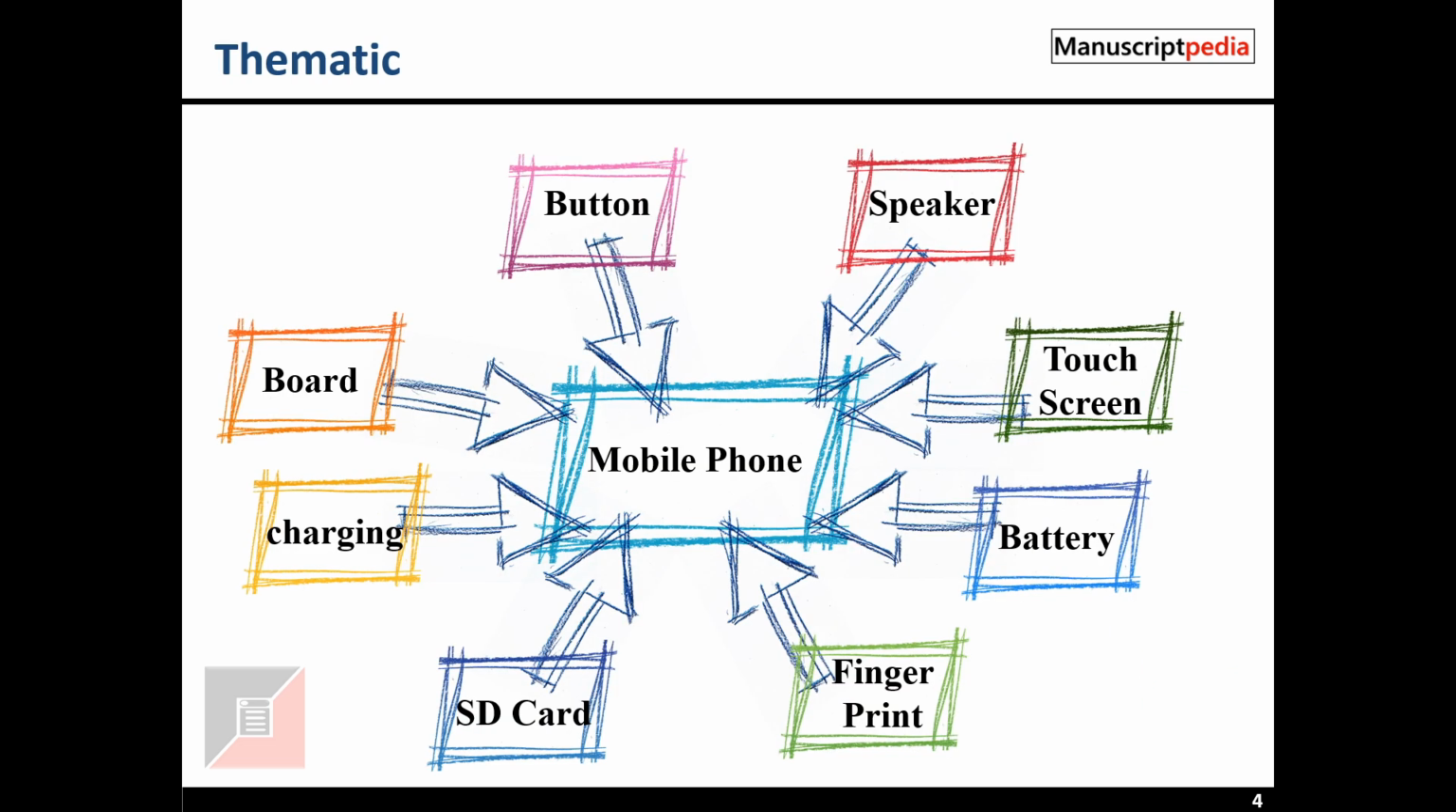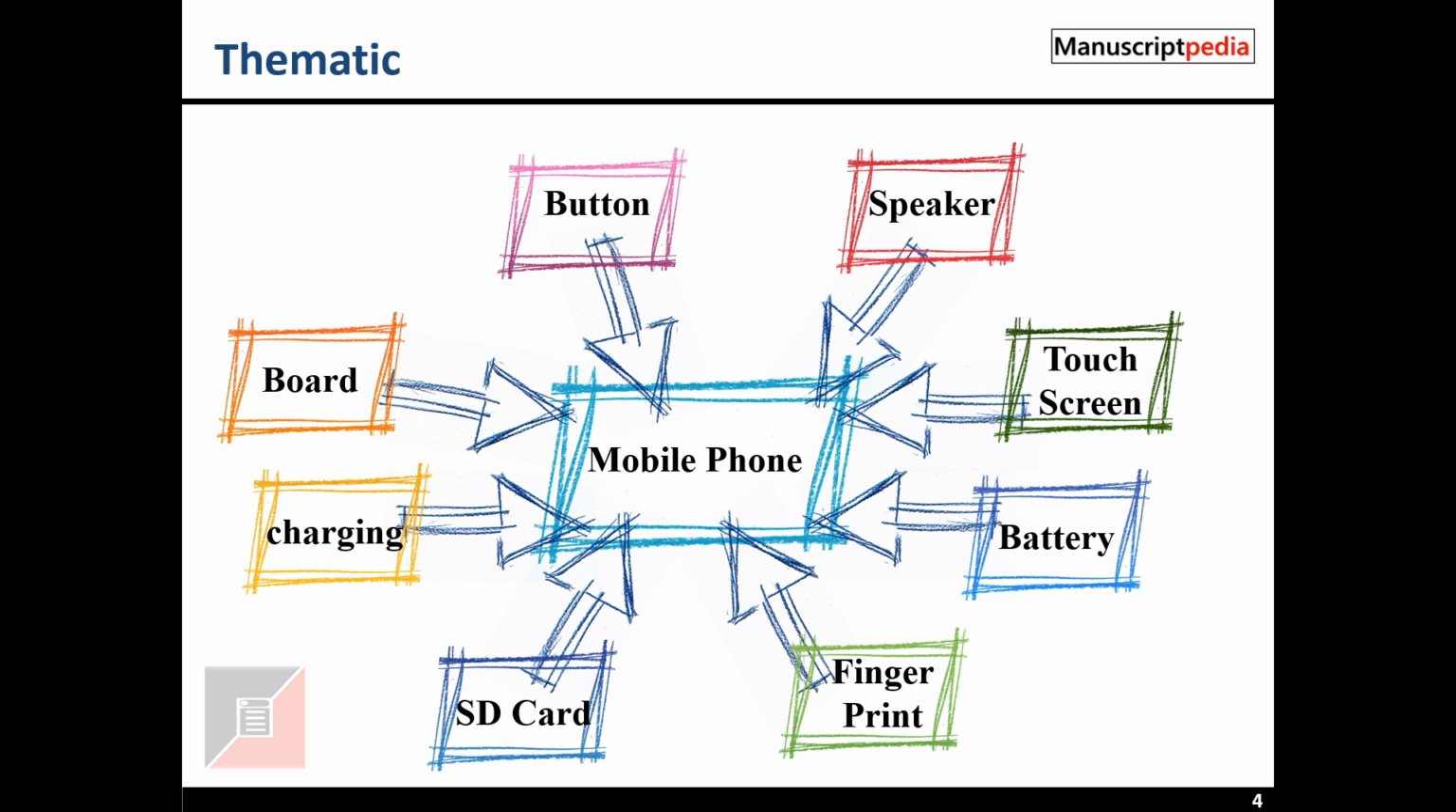And the thematic way is the theme. So if I am having a mobile phone, it has various themes like button, speaker, touch, battery, fingerprint, SD card, charging, board, which in the sense is like the motherboard. So if you are writing in a thematic way, these are all separate themes.